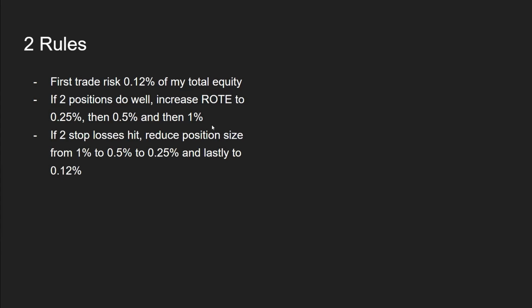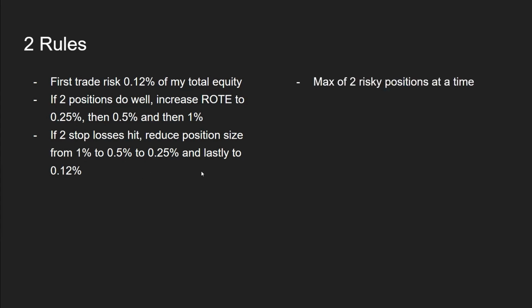Now, the corollary to that rule is, if two stop losses get hit, then you reduce the position size to the size below it. So from 1%, if you're hitting two stop losses, you come down to 0.5%. At 0.5%, you lose in two positions, you come down to 0.25%. And at 0.25%, if you lose in two positions, you come down to 0.12%. It's really pretty simple. That is your first rule.